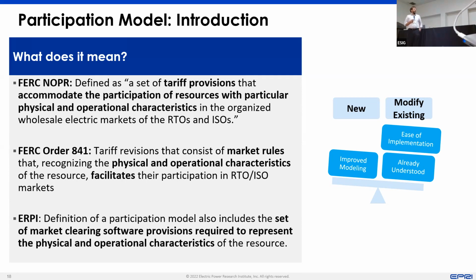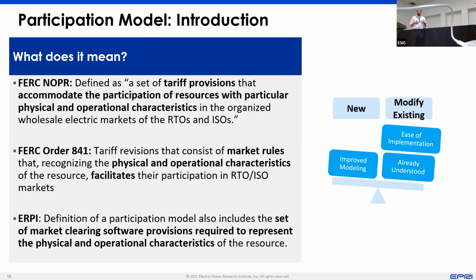So, a couple definitions here that FERC had and put into some of its final orders. They were saying participation models are the tariff revisions that consist of market rules that recognize the physical and operational characteristics of a resource and facilitate their participation in RTO or wholesale markets. We like to think of it too, we kind of add on that it also might include the market clearing software aspects of the technologies as well, which it does.